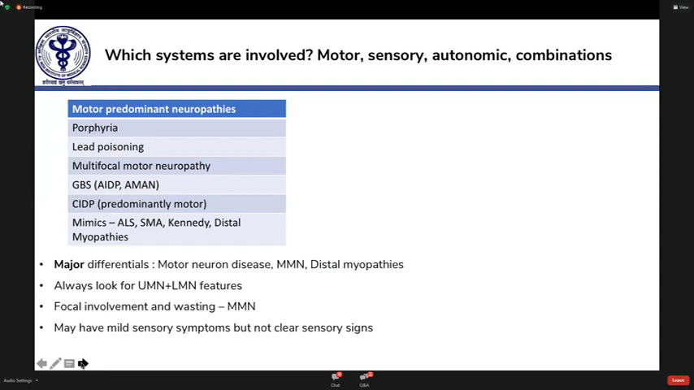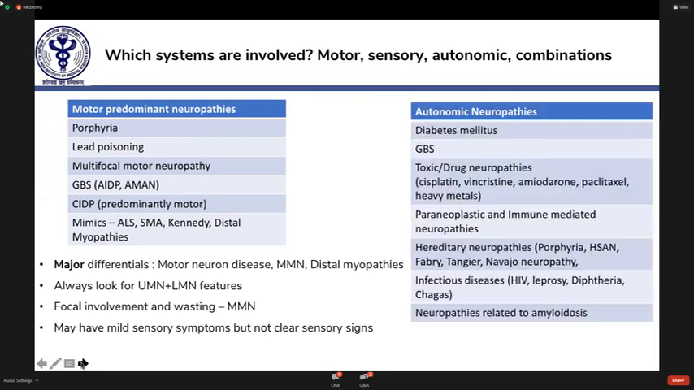Major differentials of pure motor neuropathy are motor neuron disease, MMN, and distal myopathies, especially when we have distal features. Always look for UMN plus LMN features. Focal involvement and wasting, think of multifocal motor neuropathy. Even in MMN, they may have mild sensory symptoms, but they may not have clear sensory signs.